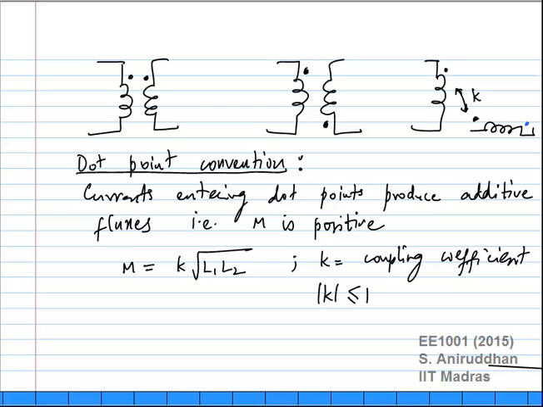If the two inductances are very tightly coupled, K will approach 1, maybe 0.8, 0.9 or 0.95. When the inductors are loosely coupled, K may be a very small value, 0.1, 0.2 and so on. If the two inductors are completely coupled, K will be 1. If K is 1, mutual inductance is nothing but the geometric mean of L1 and L2. Is that okay?